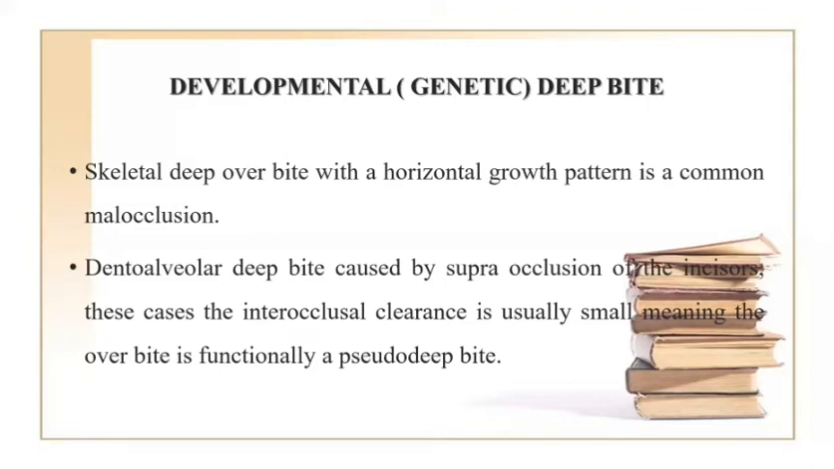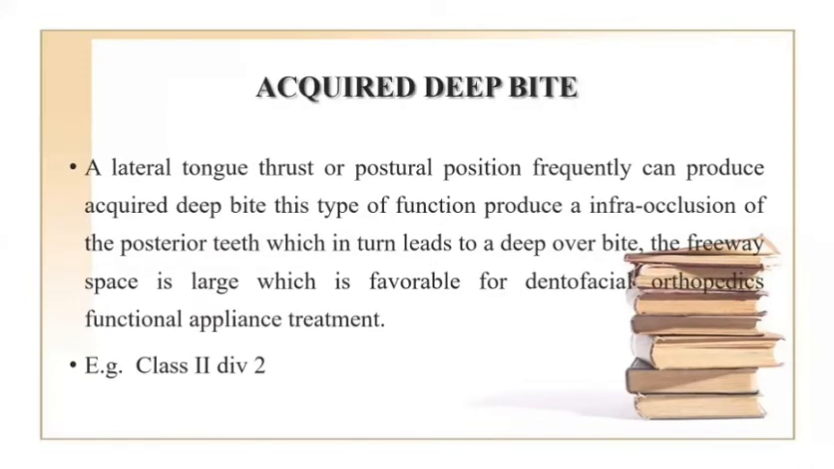Horizontal growth pattern will be seen in skeletal deep overbite. In case of dentoalveolar deep bite, it is usually caused by supraocclusion of the incisors. In this case, interocclusal clearance is usually small, meaning the overbite is functionally a pseudo type deep bite. And coming to acquired deep bite, acquired means it is not genetic at all.